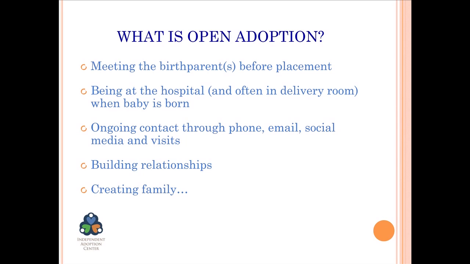The other aspect of openness is the ongoing contact, and this is through phone calls, emails, text messages, social media, and in-person visits. It's highly encouraged, and most adoptions these days have some level of openness in them. And we say that open adoption is all about building relationships and expanding your family, not just in terms of the child, but also in terms of the birth family. And we say open adoption creates families. And that's what we're all about.